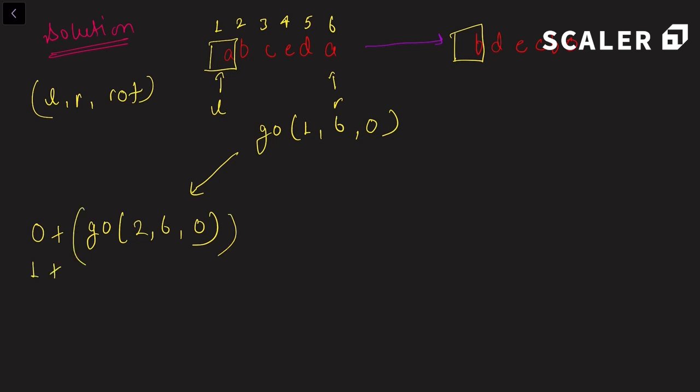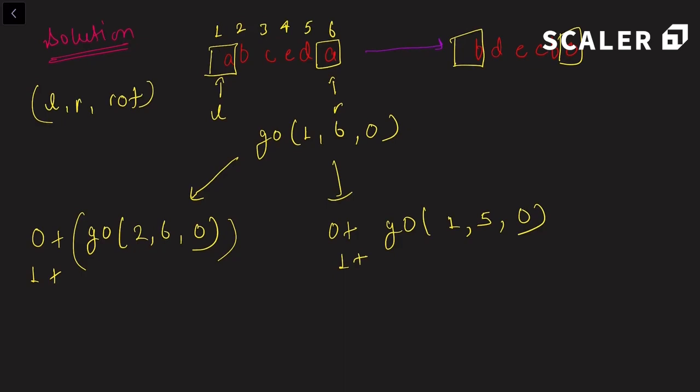Apart from this, I can also check the last character of our current string with the last character of string B, and if they are equal, then I'll add 0 to the answer, otherwise I'll add 1 to the answer, and I can recur for 1 comma 5, 0. Okay, we haven't rotated it. Now there's one more operation that I can do, that is I can reverse the whole string. In that case it will cost me C units, so I'll add C to the answer, plus I'll recur for the same string from 1 to 6, but this time it is in rotated form.